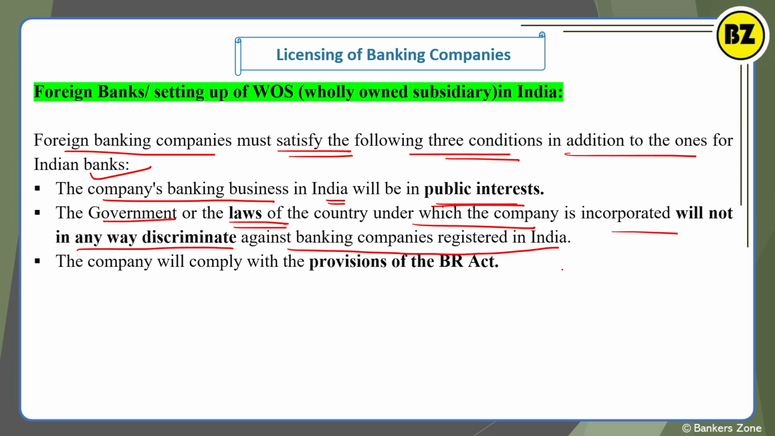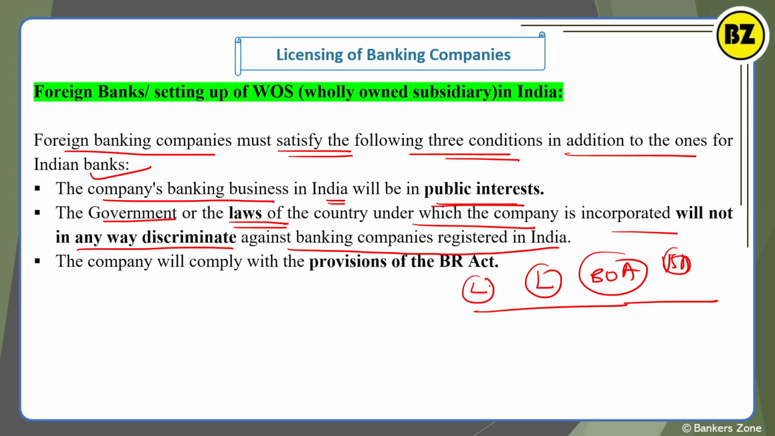Means what? Whatever the law of the bank's home country, say Bank of America in the USA, they should follow first where they have been incorporated. They have to follow the law of America first. And if their law in the American constitution does not permit opening a branch in another country, then the RBI will say you cannot open the branch. First you have to follow the law of the land.